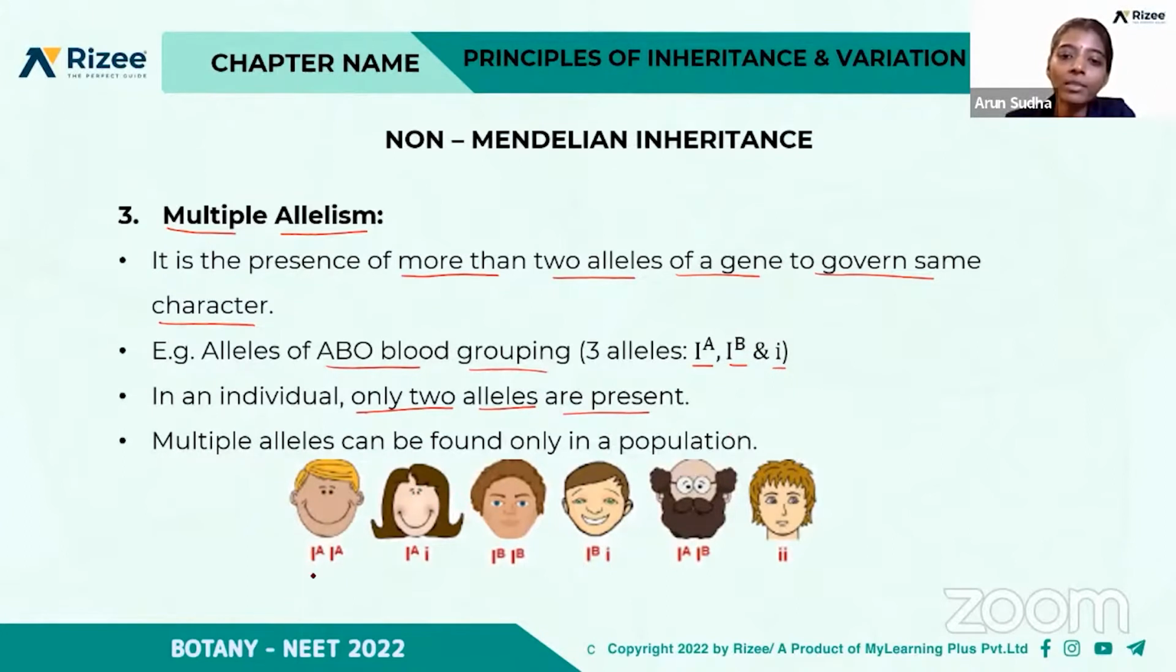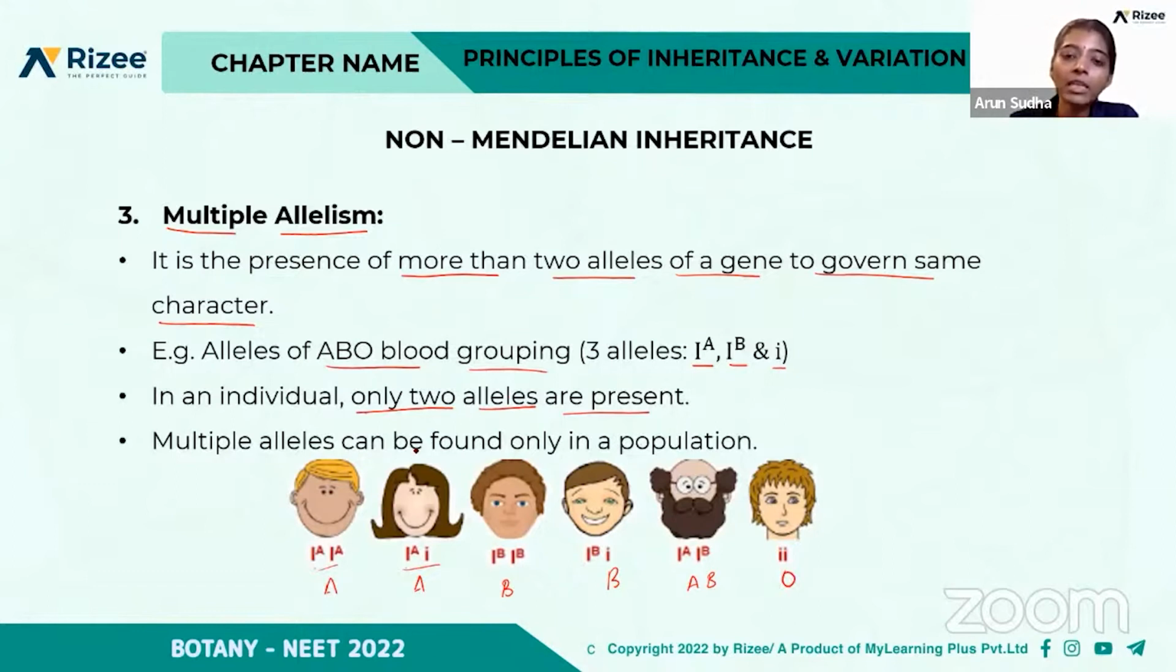For example, one person may have IA, so this person's blood group will be A. Another person will have IA and i, so here also the blood group will be A. Some other person will have IB and IB, so the blood group will be B. Someone with IA and IB has the blood group AB. If only i is present, there's no antigen, so the blood group will be O.